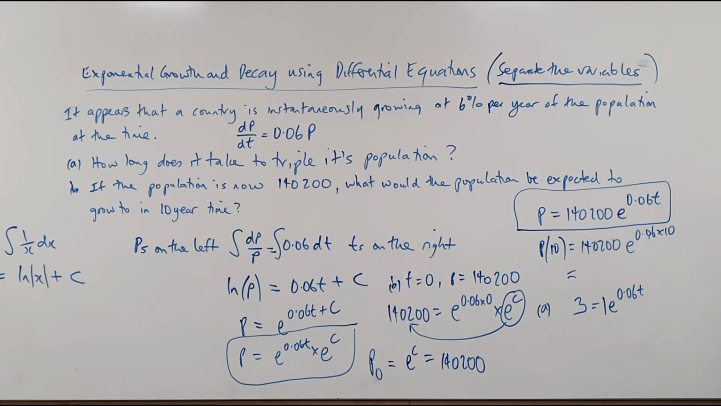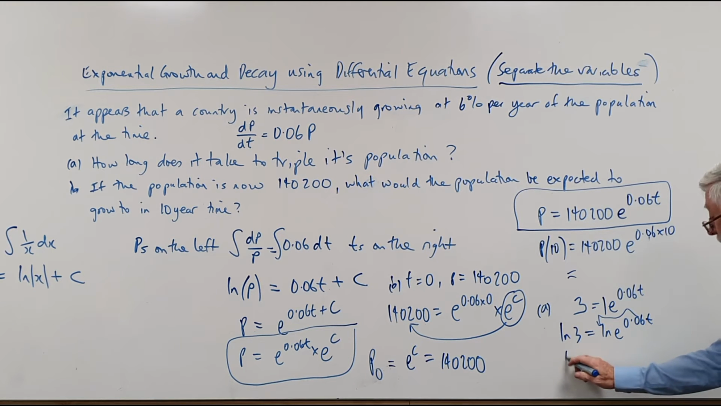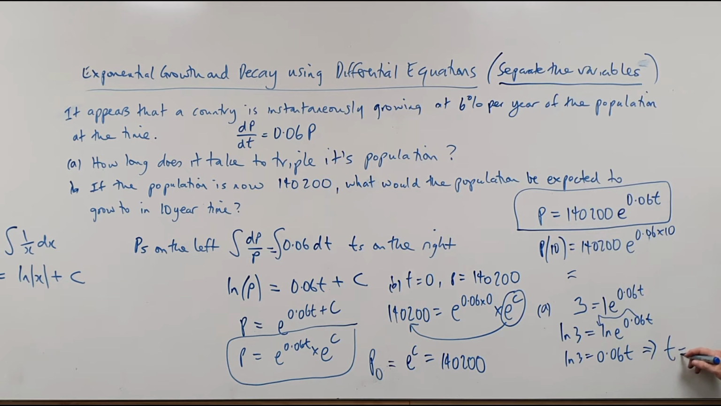So are you expected to solve that by hand? And if you are, what comes to the rescue? Logs. So I go the ln of 3 equals the ln of e to the 0.06t. That goes to the front. ln e is 1. So ln 3 is, and they can put this in the non-calculator section because they can say that then t is ln of 3 on 0.06.